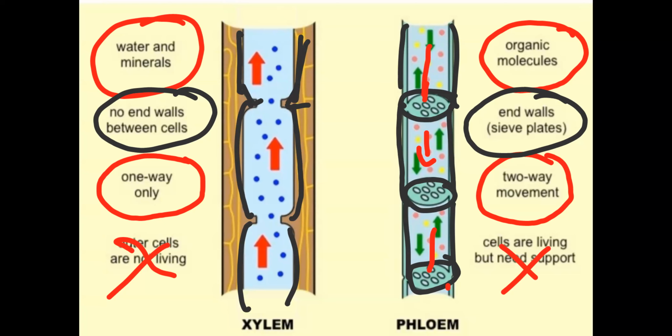Sieve tube members, companion cells, phloem parenchyma. The only dead components are which one? Phloem fibers, or sclerenchymatous fibers. They are the dead components over here.